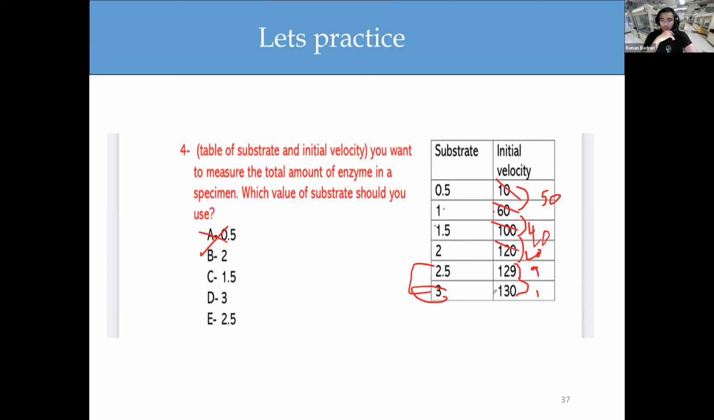Difference of only 1. So if you look at the graph where the substrate is almost approaching the peak activity of the enzyme, that's going to be your answer for what you should use to help calculate the total amount of enzyme in a specimen. It's D. Tamam. So basically, just look at where the enzyme starts plateauing in activity. Tamam. Does that make sense?